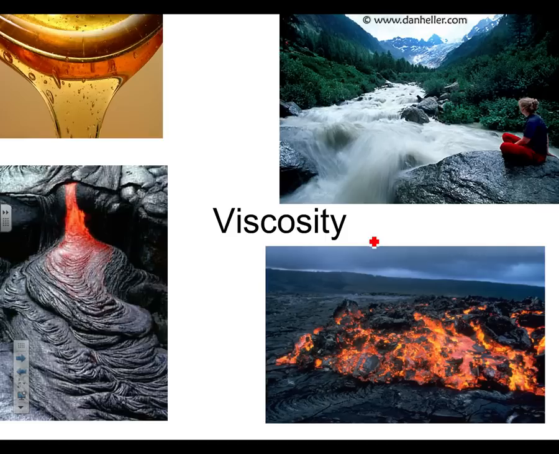Something that's low viscosity flows easily. Water is a good example, very low viscosity. Something like honey in this picture is maybe a medium viscosity. It flows, but not as easily as water, certainly. So we're going to be talking about different viscosities with lava.